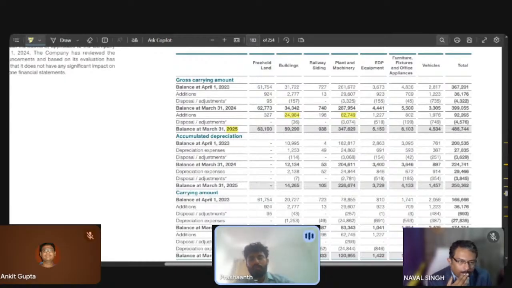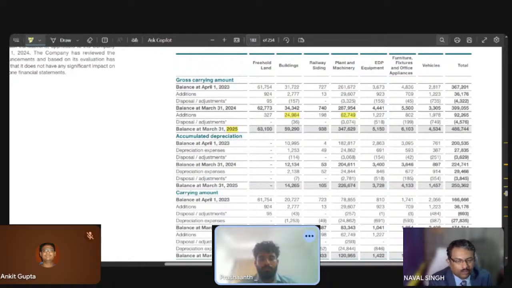One more thing before we move on to the ratios, one more thing that caught my eye is that their revenue from operations is 1,519 billion, but their other income is also around 47 billion. So the PAT and everything is calculated based on the total income.